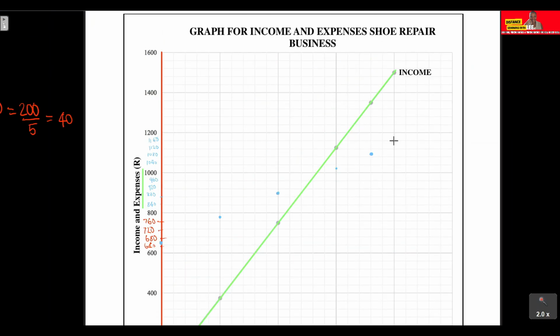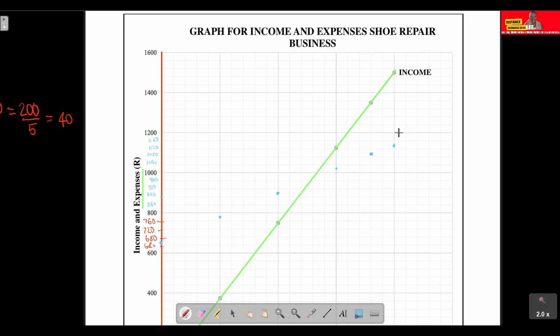1160 is there. Okay, 1120 is there. 1150, therefore it's in between these two values there. Okay, it's between 1120 and 1160. So that's that there, somewhere there.